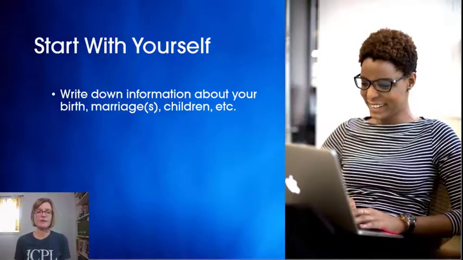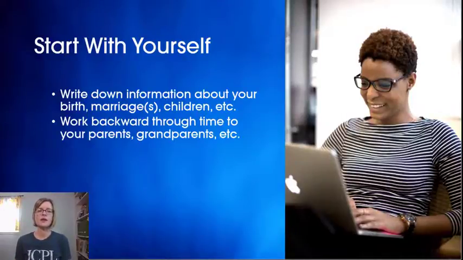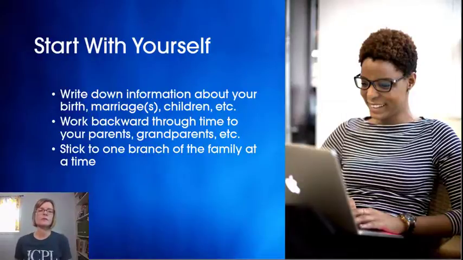So write down information about your birth, your marriage or marriages, your children, etc. Work backward through time from yourself to your parents and then your grandparents and so on. Stick to one branch of family at a time. That will help you stay focused because it's very easy to get off track when you're researching your genealogy.